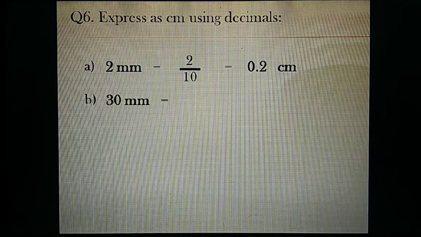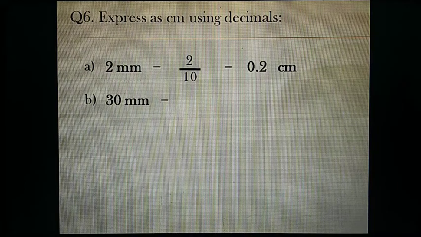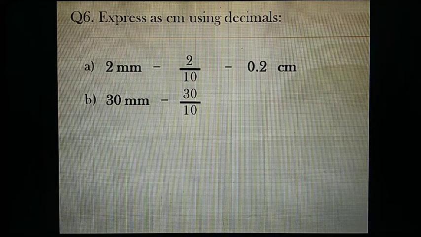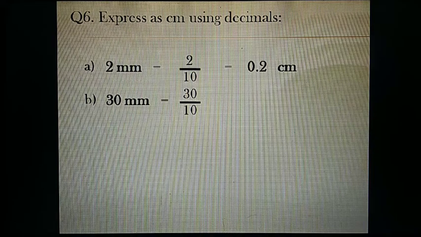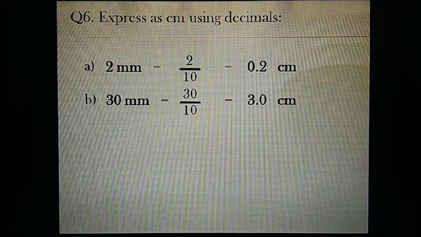Next is 30 millimeter. Divide by 10 to get the answer in centimeter. 10 in the denominator. So the point will be after one digit from right. Numerator is 30. So the answer is 3.0 centimeter.